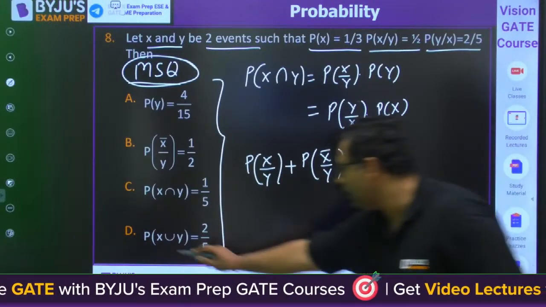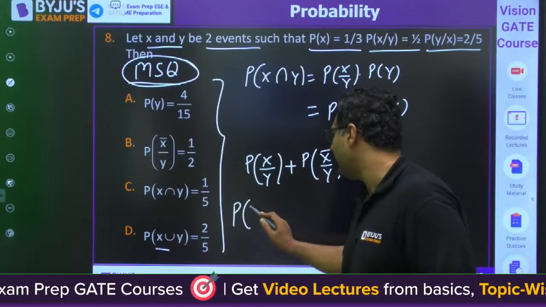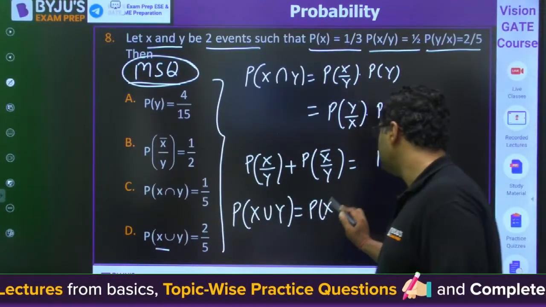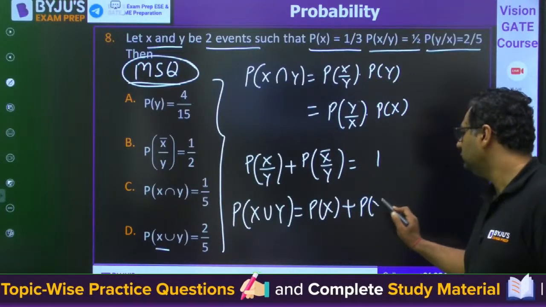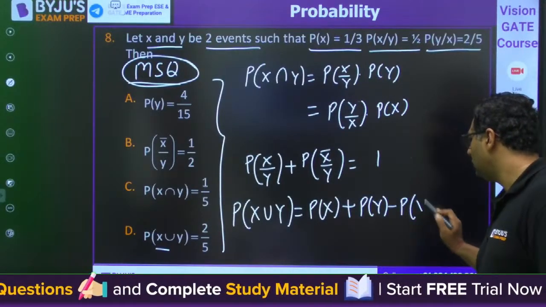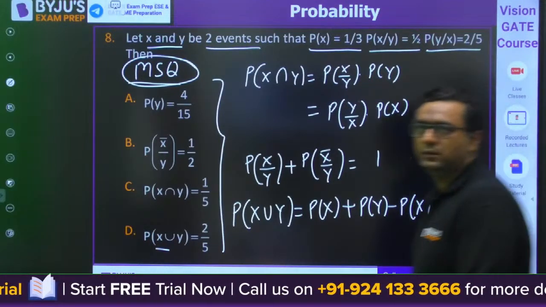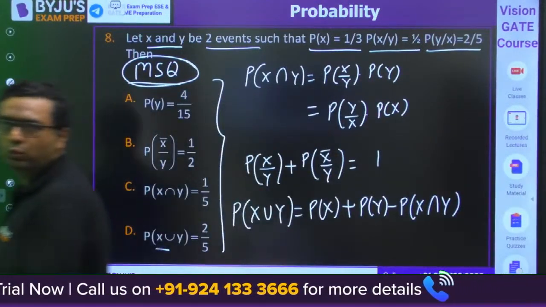And one is related to X union Y. So for that also I will tell you. Probability of X. These formulas I already taught you.